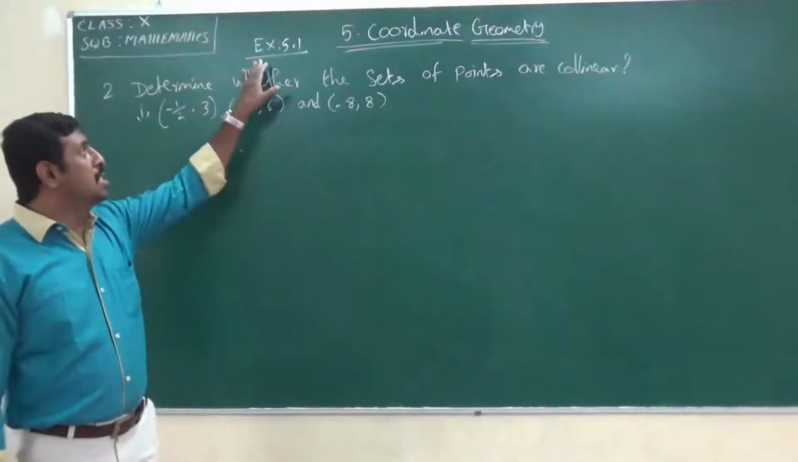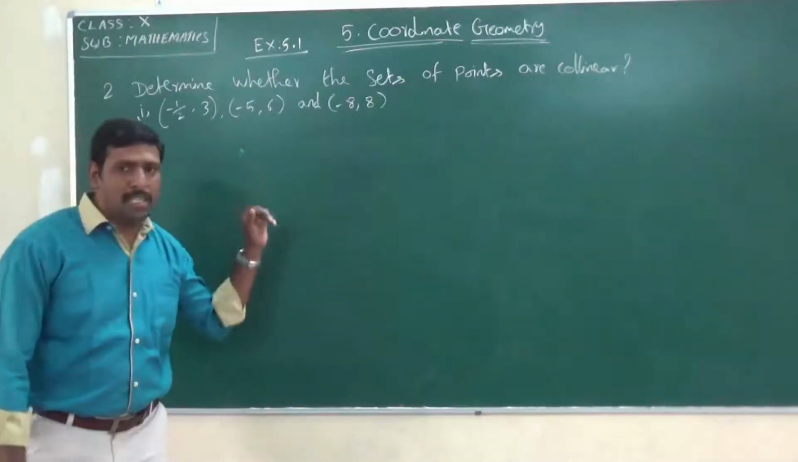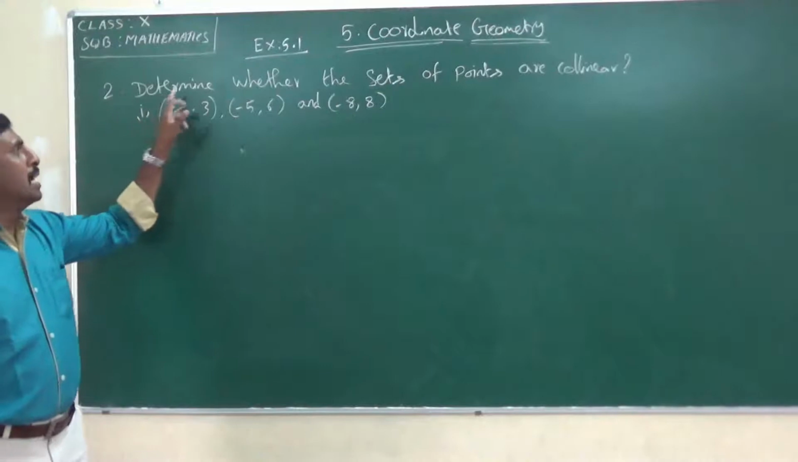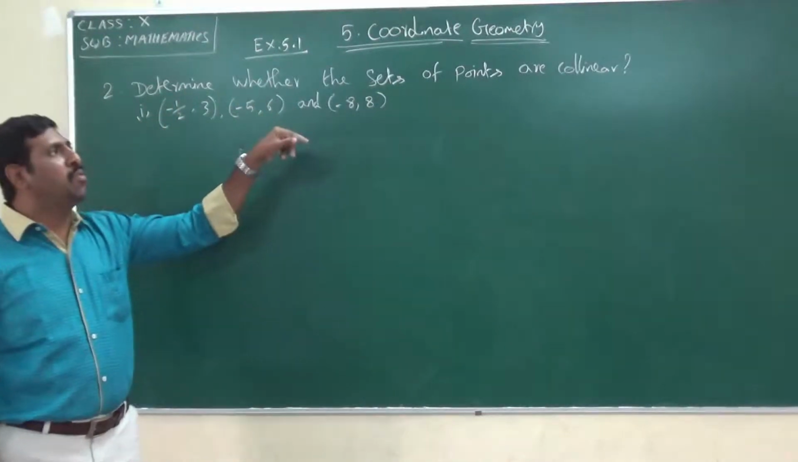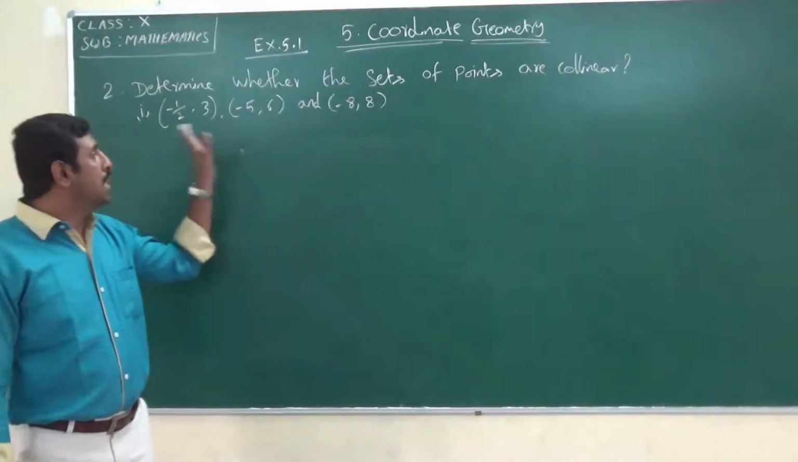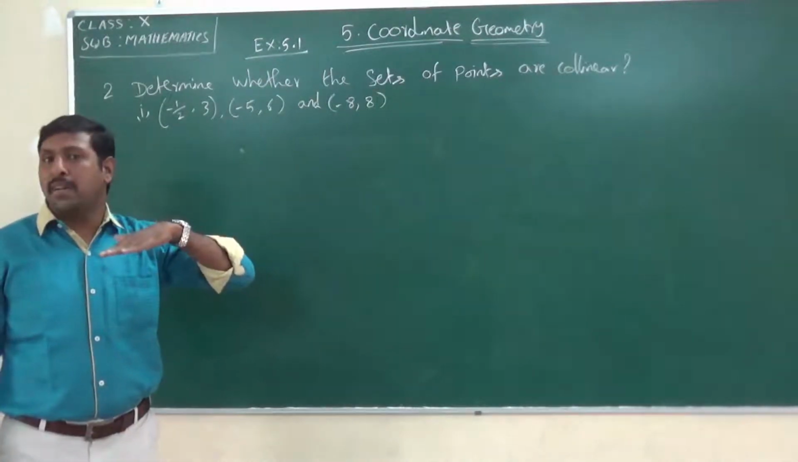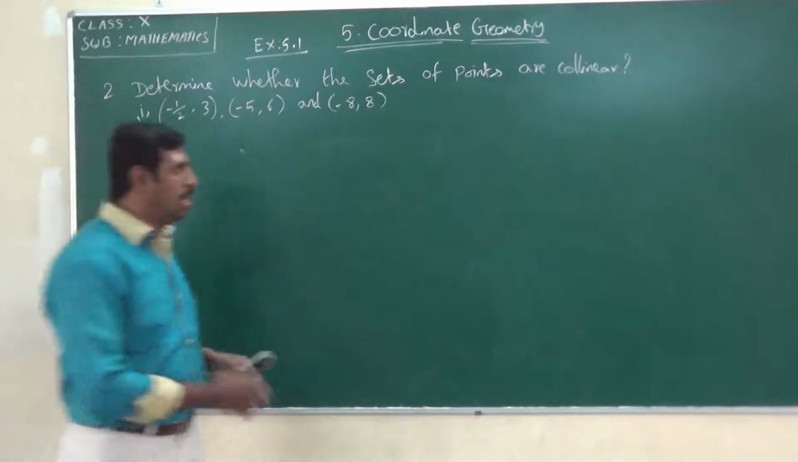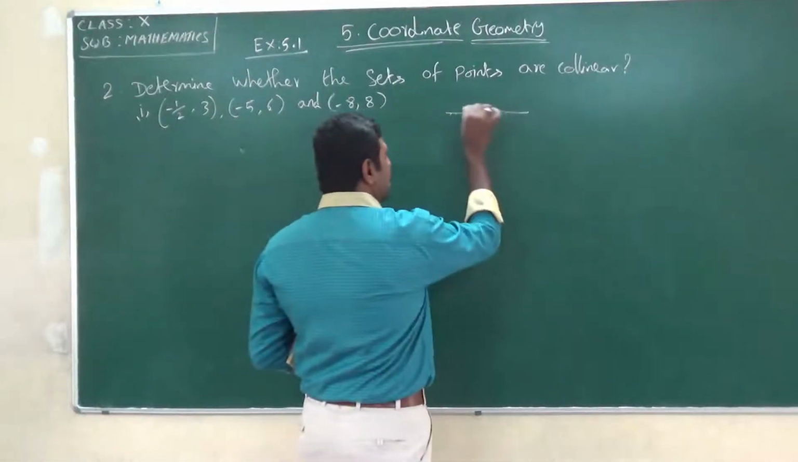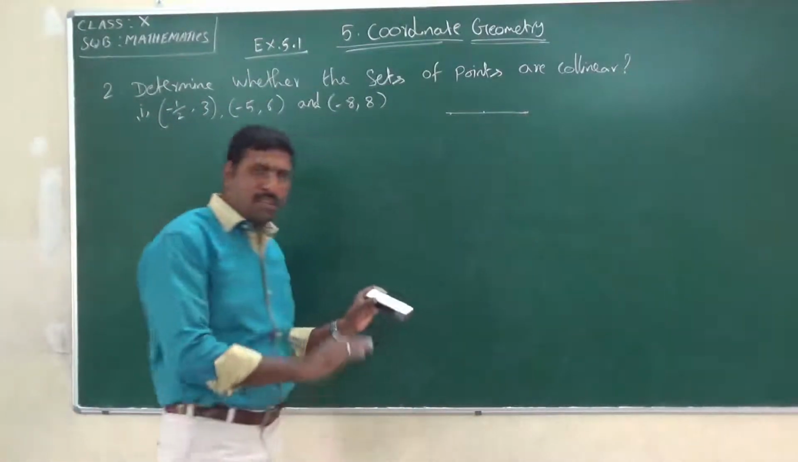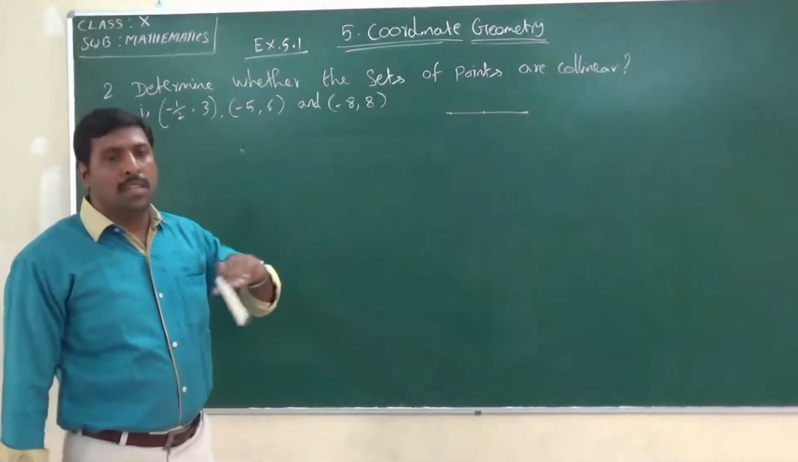Hi students, exercise number 5.1 in coordinate geometry. Let's see question number 2. Determine whether the sets of points are collinear. Here the 3 points are given. First of all, collinear means all the 3 points lie on the same straight line. Then only we can say it is collinear.